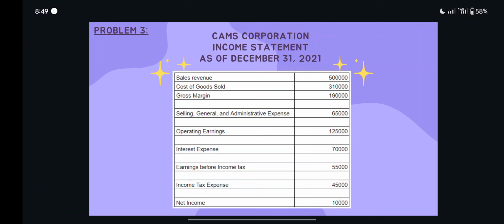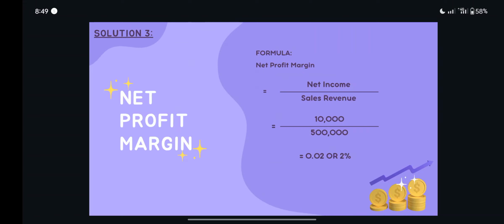For the third problem, Coms Corporation, we will now look for the net profit margin. The formula for the net profit margin is equal to net income over sales revenue. The net income for this problem is 10,000 and the sales revenue is 500,000. So that 10,000 over 500,000 is equal to 0.02 or 2%.